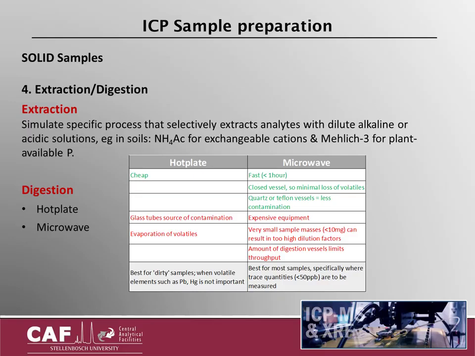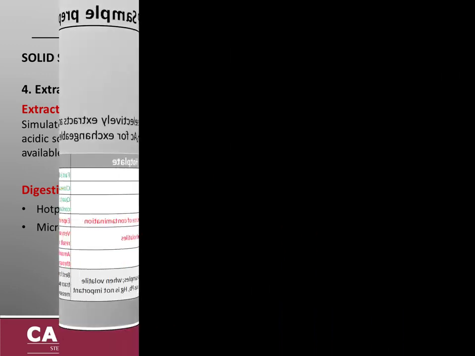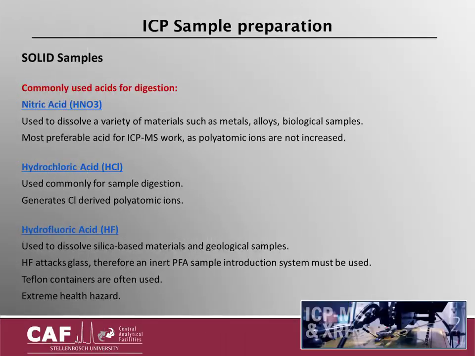Hot plate digestion is best for dirty samples such as soils or sediments, but also when volatile elements such as lead or mercury are not important. Microwave digestion is preferred for most samples, specifically where trace element measurement is of importance. A number of acids are available to digest different types of samples, but they all have some advantages and disadvantages, and not all of them are preferable for introduction into the ICP instrument.